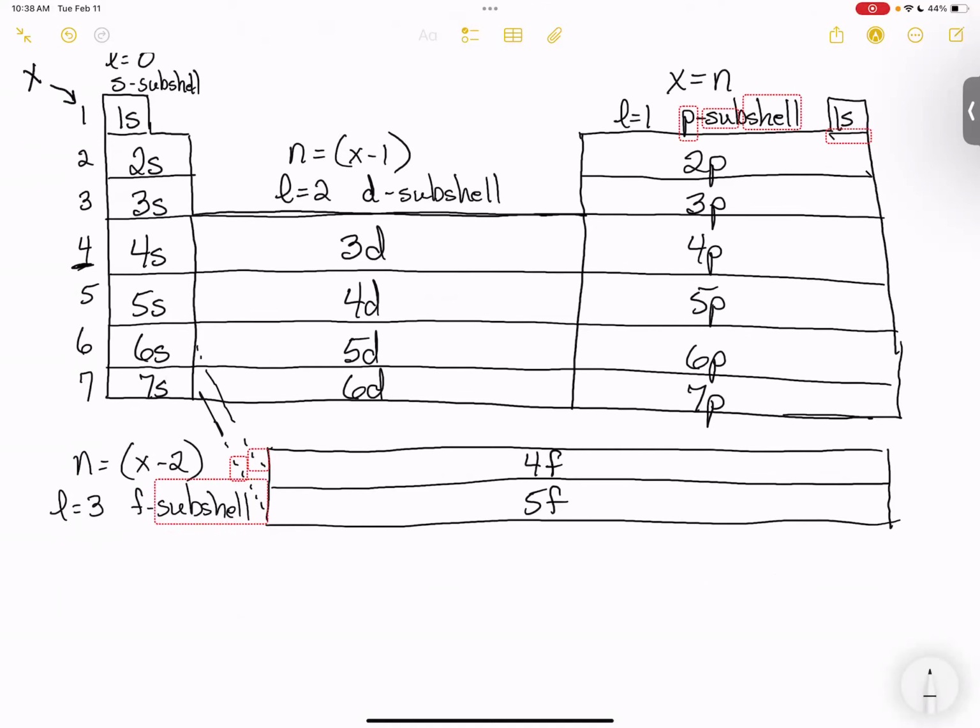The quantum numbers all predicted where everything is. It's just the period number. And I'll show you more on Thursday why 4S is before 3D. I'll show you that on Thursday.